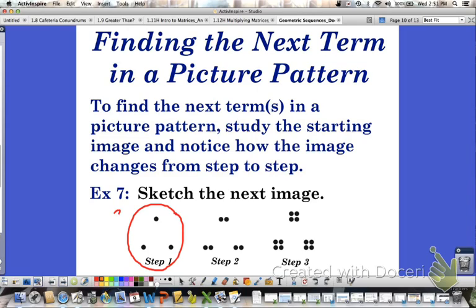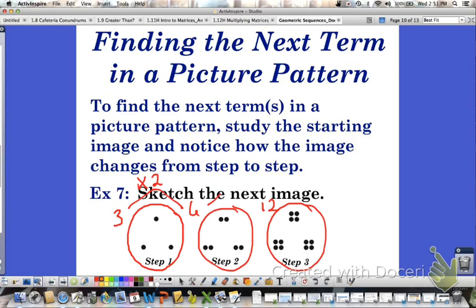The first step had 3 dots in it, the second step had 6 dots in it, and the third step had 3 times 4, 12 dots in it. If you look at these numbers, from 3 to 6, we're multiplying by 2. To go from 6 to 12, we're multiplying by 2. So that means to go to the next picture, multiplying by 2 again, I should end up with a picture that has 24 dots in it. So how's that going to look?